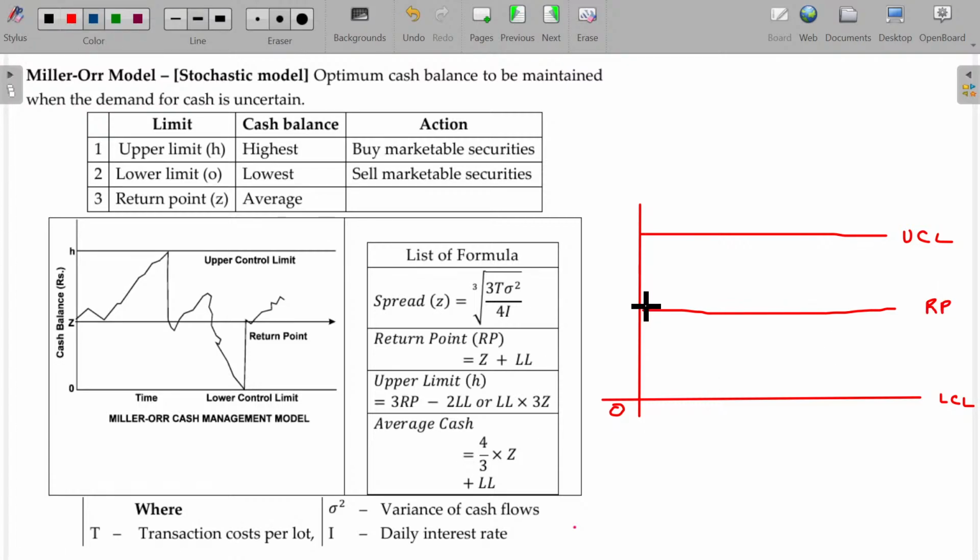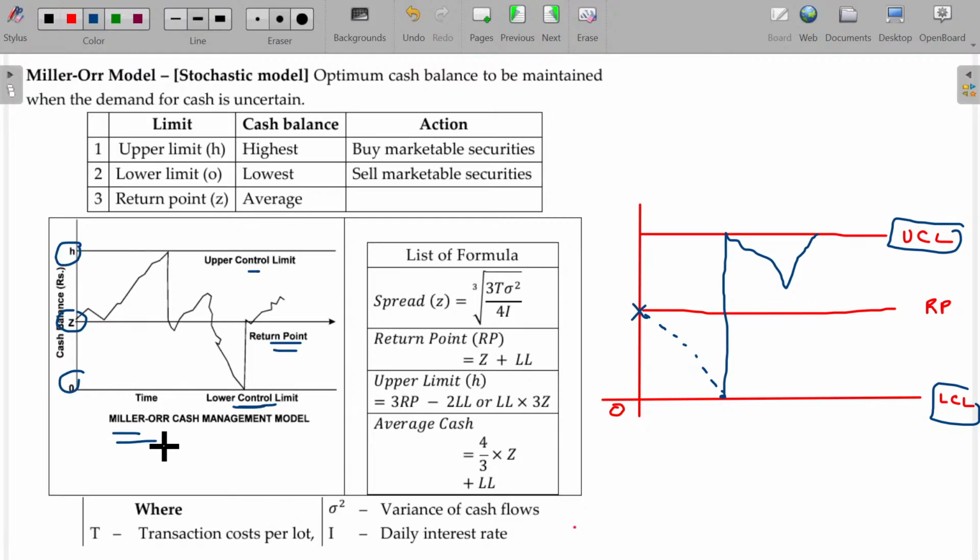If you start consuming the cash you have here, it will decrease. The moment it touches the bottom, immediately try to sell all the securities you have so that you can raise your funds. Beyond that, you can sell. That's how you monitor that the cash balance should not go beyond this or below this. That's the logic. So Z, otherwise named the return point or average, H represents the upper control limit, and O represents the lower control limit as per the Miller-Orr model.